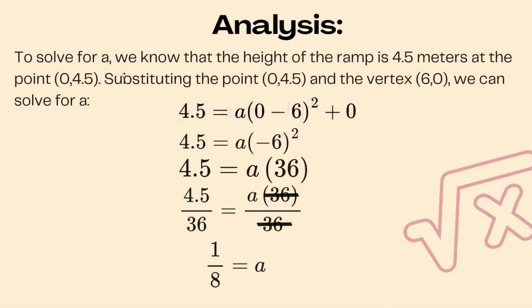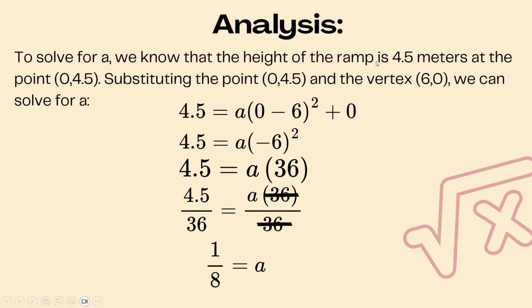Now, to solve for a, we know that the height of the ramp is 4.5 meters at the point (0, 4.5). Substituting the point (0, 4.5) for x and y, and the vertex (6, 0) for h and k, we can solve for a, where negative 6 squared is 36. Divide both sides by 36, simplify, and you get 1 over 8 equals a. That is how we derived the function of the curve earlier.